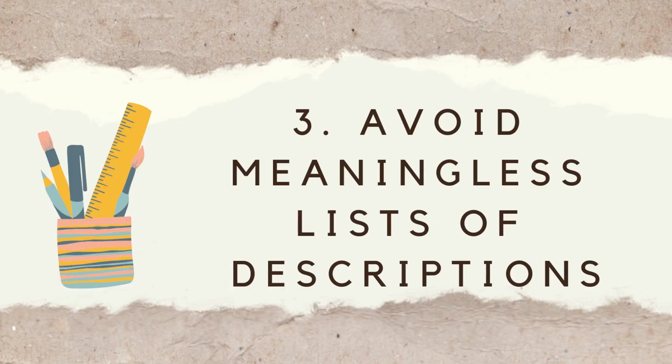Number 3, avoid meaningless lists of descriptions. In my previous video on paragraphs, I talked about the importance of having a sort of point or intention behind the paragraph, something that you're trying to bring across that sort of is the glue that holds the paragraph together. That same concept can be very helpful with descriptions. What a lot of amateur writers can tend to do is to create lists of descriptions that don't have an overall meaning or don't create a cohesive overall image, and just sort of end up being a random list of descriptors. For example, we might describe a character like this.